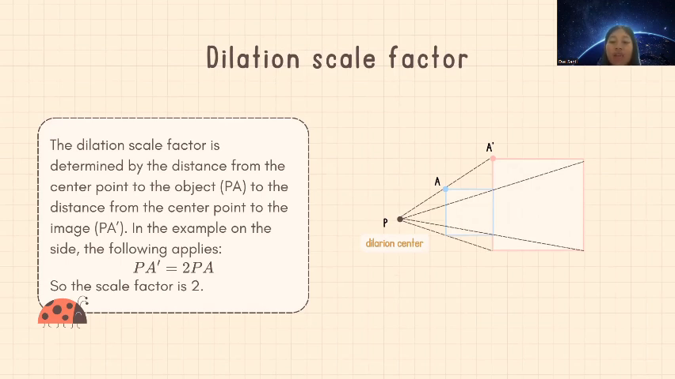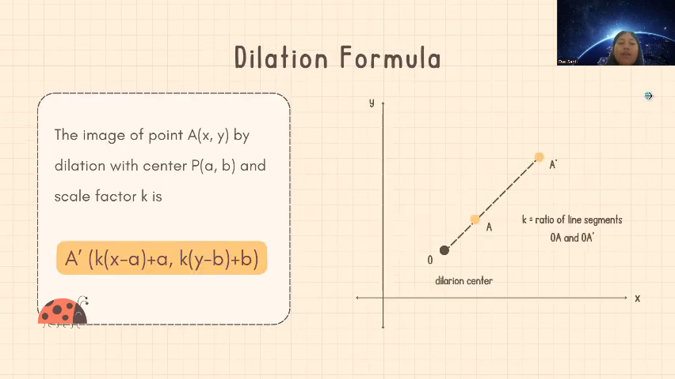For example, if P'A equals 2 times PA, it means our scale factor is 2. Next, here is the formula for dilatation. If we have a point A (x, y), and we dilate it with center P (a, b) and a scale factor q, the new image A' can be found using the formula A' = (q(x - a) + a, q(y - b) + b).